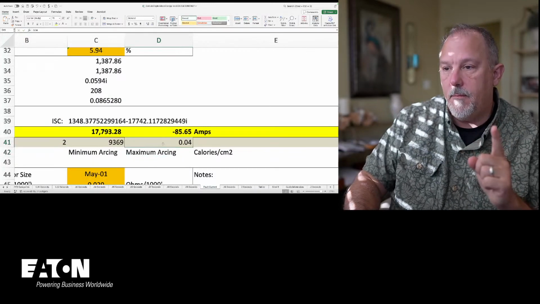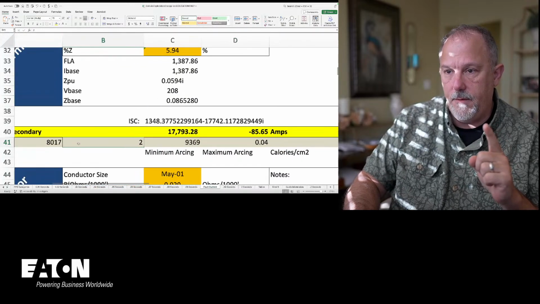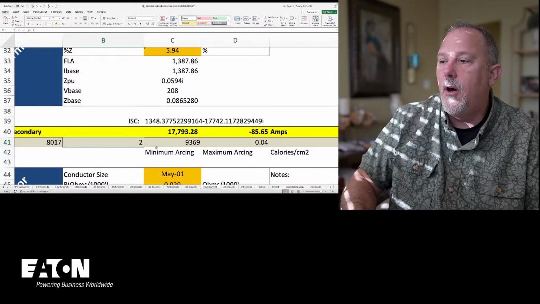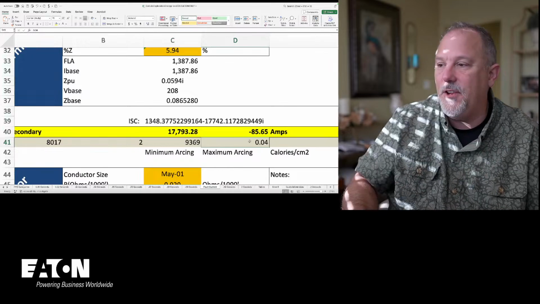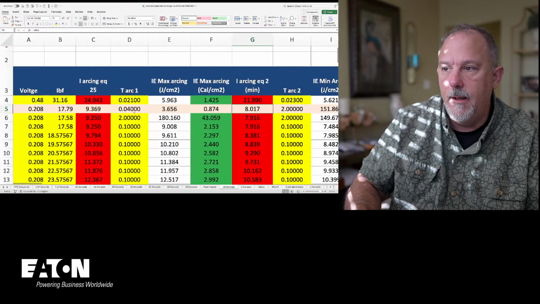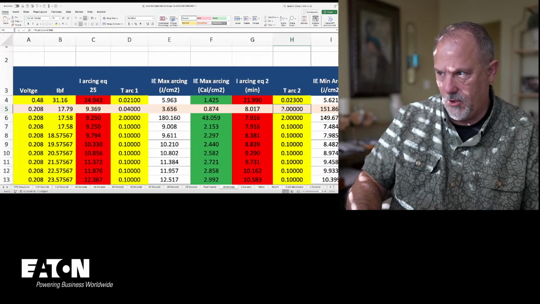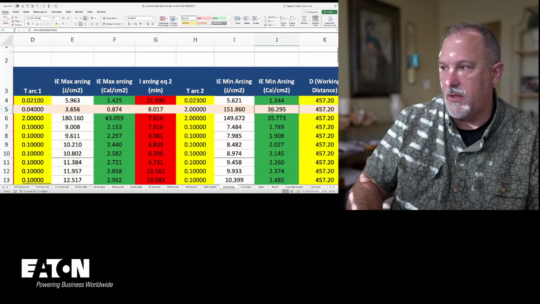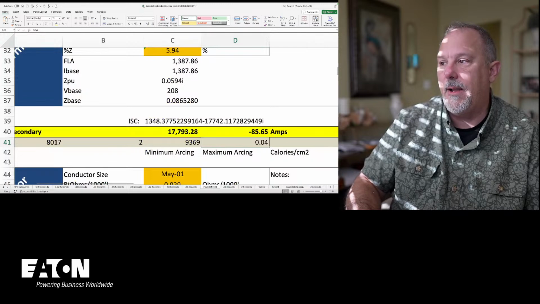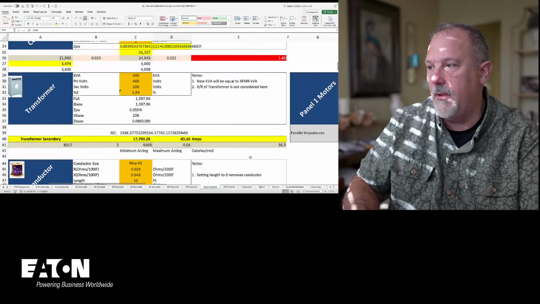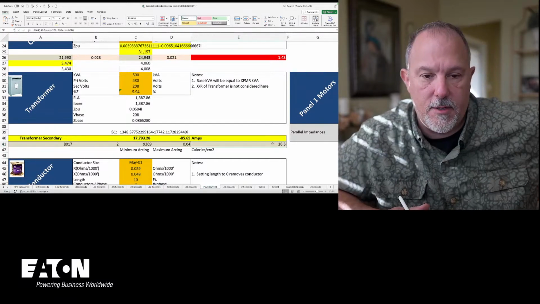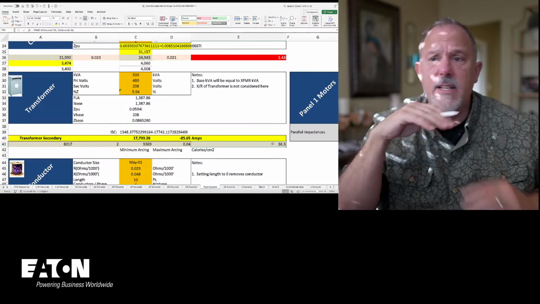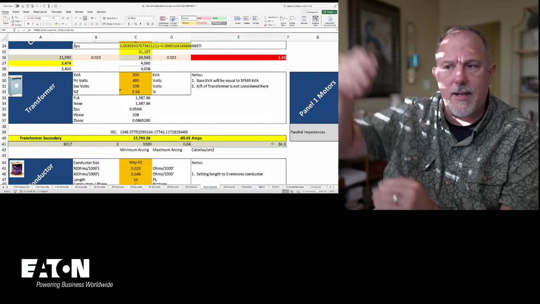All right, so my clearing time on the low end, 8,000, is 2 seconds because remember it was way too high. On the high end, it's 0.04, but I've got to use the worst case. So there's my 0.04 and there's my 2 seconds. The incident energy is anywhere from 0.874 all the way up to 36.295. I'm going to label that 36.3 calories per centimeter squared. And that is at the secondary terminals of the transformer, because I am reflecting that current to the line side.